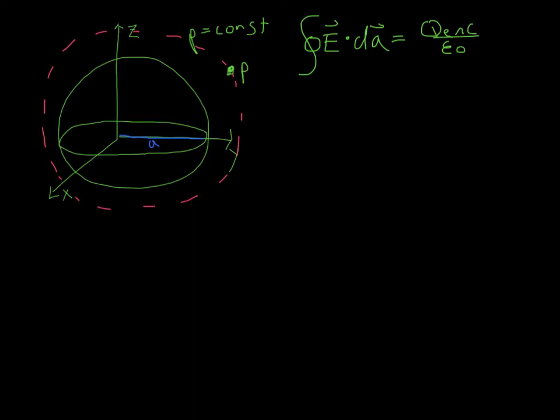I could draw my surface however I want, but then I'm going to have trouble. I could draw a crazy surface, but if I want to extract the E field out of this, which I'm going to show you, I need to draw a surface that makes sense.